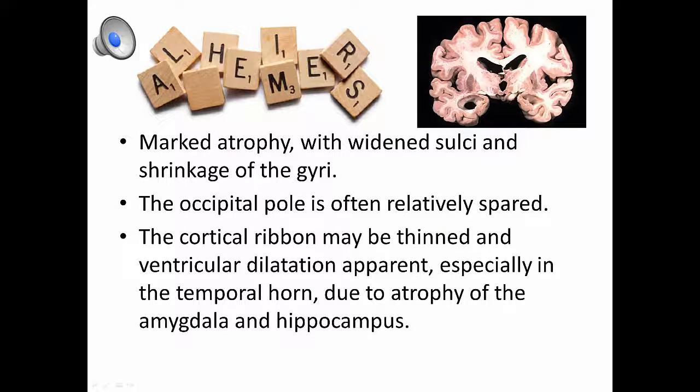So, the characteristic macroscopic features of a brain with Alzheimer's disease are marked atrophy with widened sulci and shrinkage of the gyri. The occipital pole is relatively spared. The cortical ribbon may be thinned, and ventricular dilation is apparent, especially in the temporal horn due to atrophy of the amygdala and the hippocampus, which are some of the most severely affected parts of the brain.